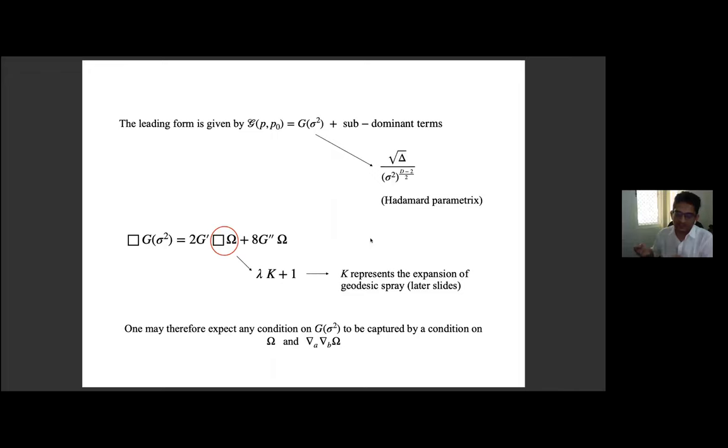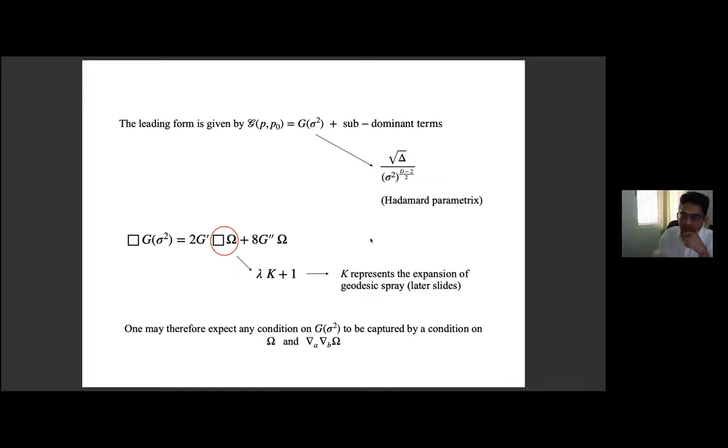Lambda is again the geodesic length in the background metric g_AB. K is essentially the trace of extrinsic curvature of surfaces of constant lambda. These are the surfaces I had indicated in one of the previous slides. When I was talking of geodesic spray, you take a point P naught of the manifold, send out geodesics of length lambda from that point.